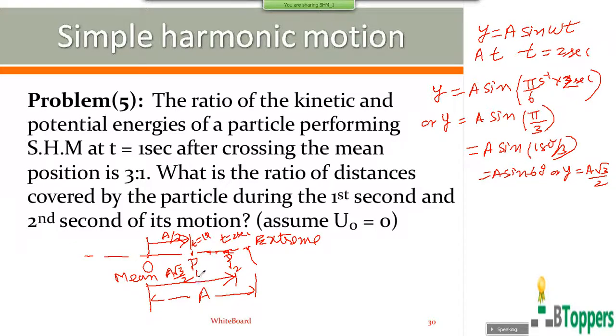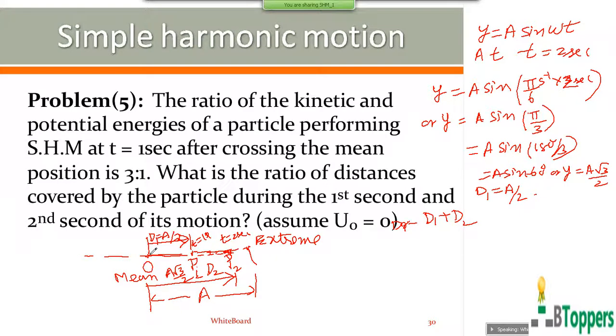So distance traveled during the second second, denoted by d2, suppose. Distance covered in the first second by d1. d1 is distance covered in the first second, you can observe, which is equal to a by 2. d2 is the distance traveled during the second second. At t equal to 2 seconds, y is a root 3 by 2. The distance from O to P2 is a root 3 by 2. So d1 plus d2.